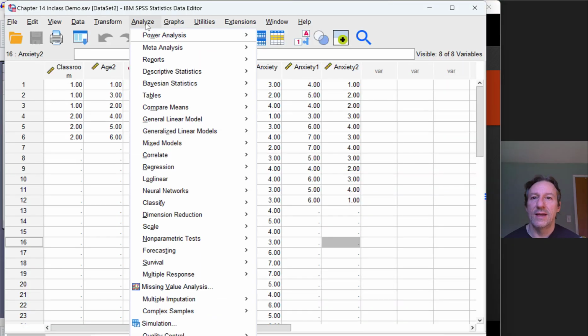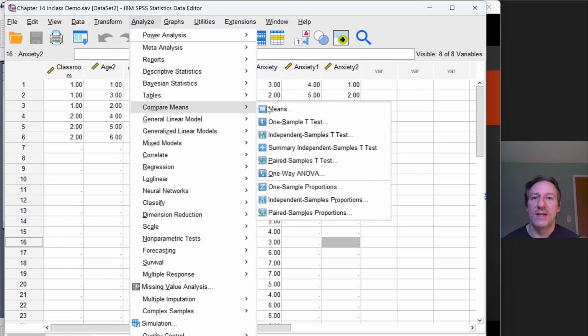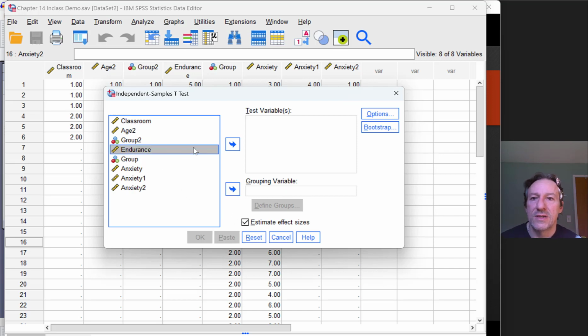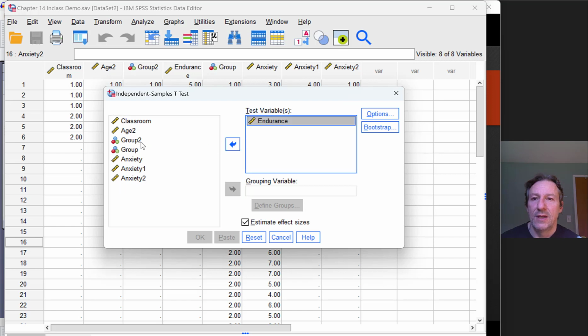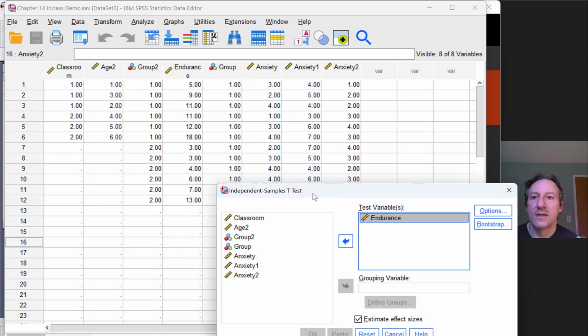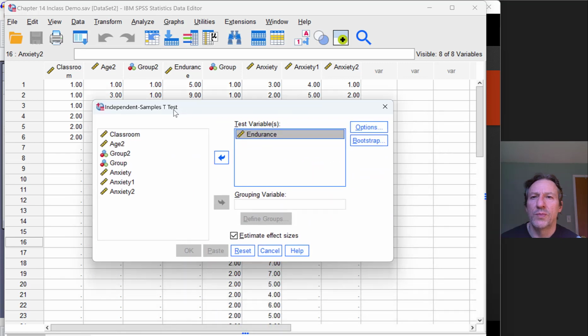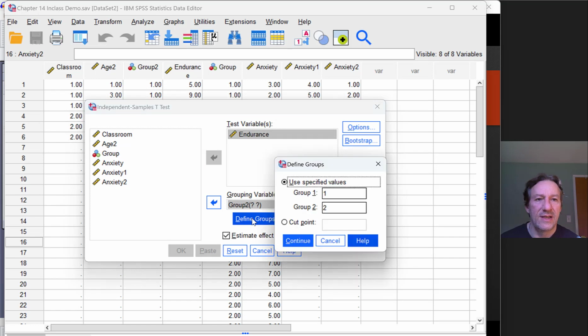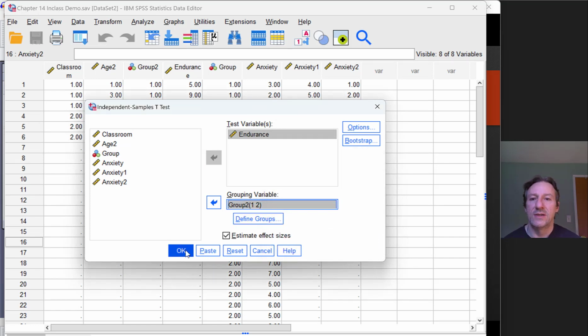Click Analyze, Compare Means, Independent Samples T-Test. We'll reset. We're going to put endurance as our test variable. Group 2 is going to be our grouping variable. You'll have to, again, define those group variables, 1 and 2. They're already put in that way, so it's good. Click OK.